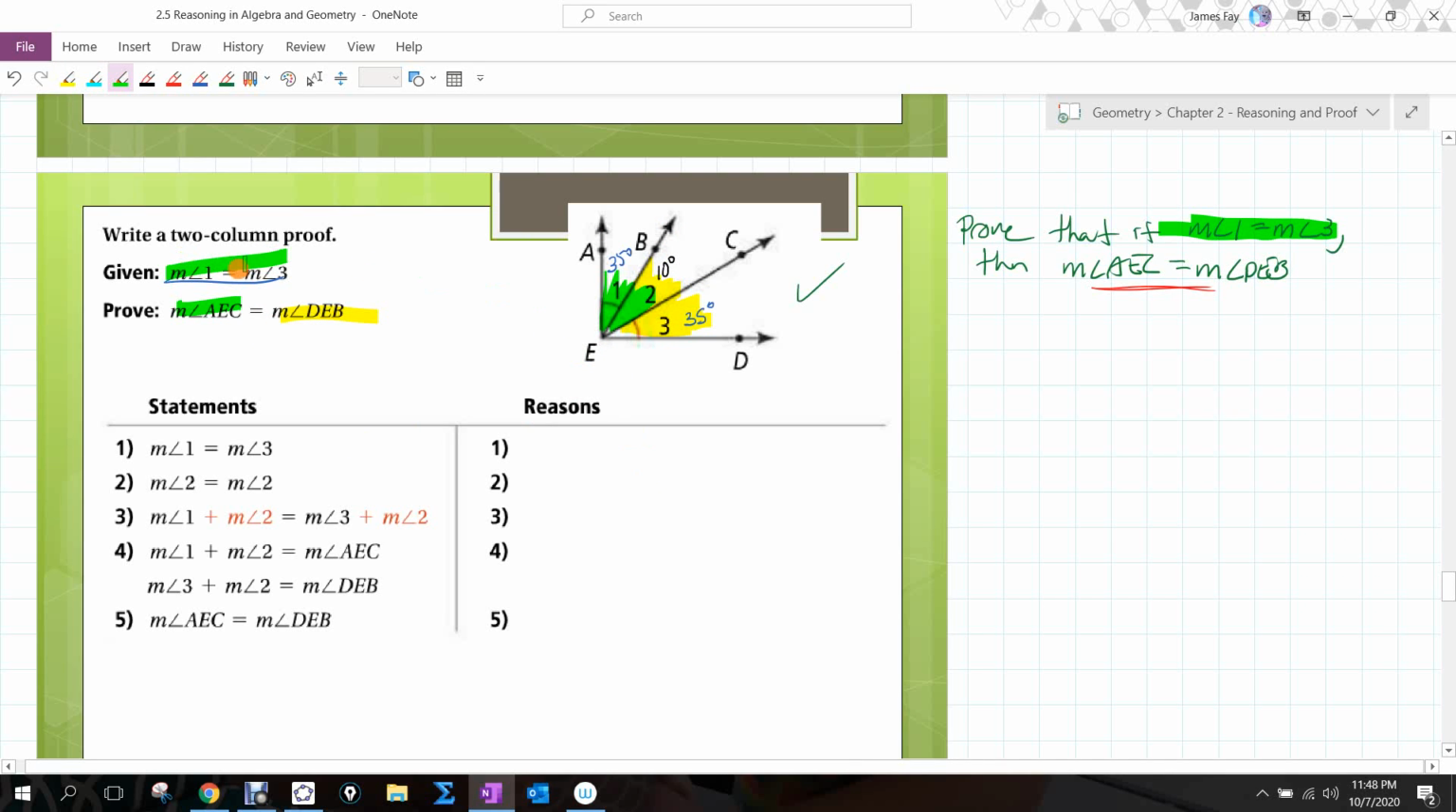If I take 1 equals 3, start off with that thing being true, then this has to be true because all I'm doing to get AEC is adding angle 2 to angle 1. And to get DEB, all I'm doing is adding angle 2 to 3. So I'm starting off with two things that are equal. I'm adding the same thing to both sides, so they must be equal.